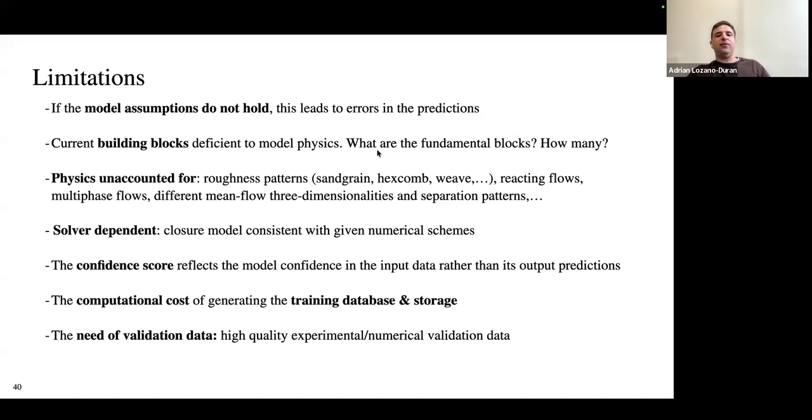And this is actually a more fundamental question than a CFD question: where are these blocks? So how many of these are there? In a way you can think of these blocks as my basis.